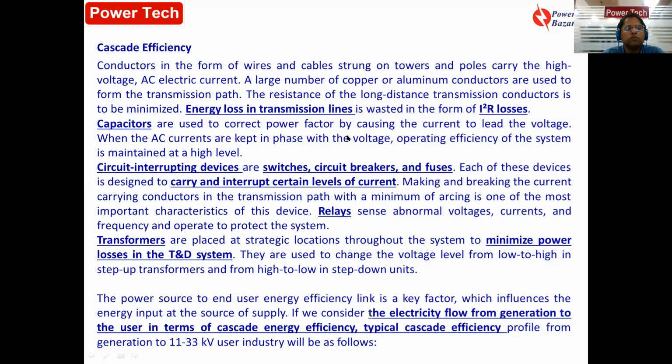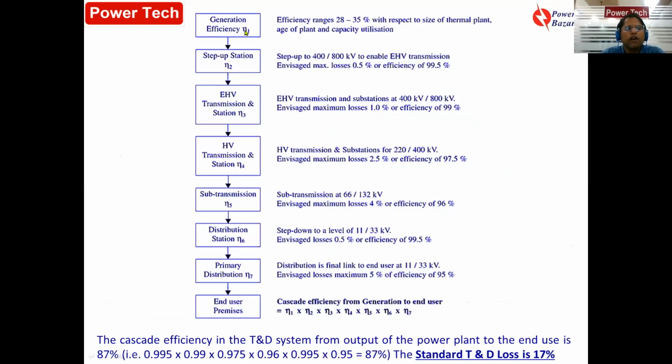Now let us come to this figure. Once you put all the coal here, you will get electricity, but your generator is not an efficient system. Its efficiency is not 100%. So there will be some losses: dry flue gas losses, stack losses, moisture losses, heat losses. So the generator efficiency is typically 28 to 35%, depending upon the size of the thermal power plant, age of the plant, or capacity utilization.